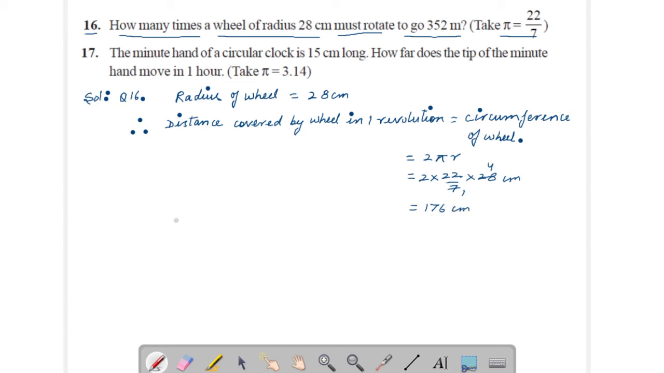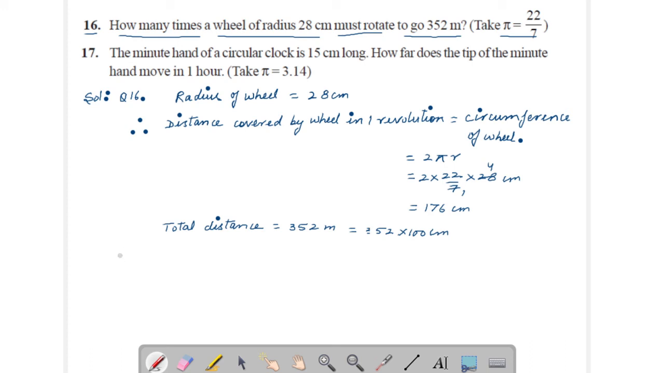Total distance equal to 352 meter. Convert it into centimeter. It will be 352 into 100 centimeter.